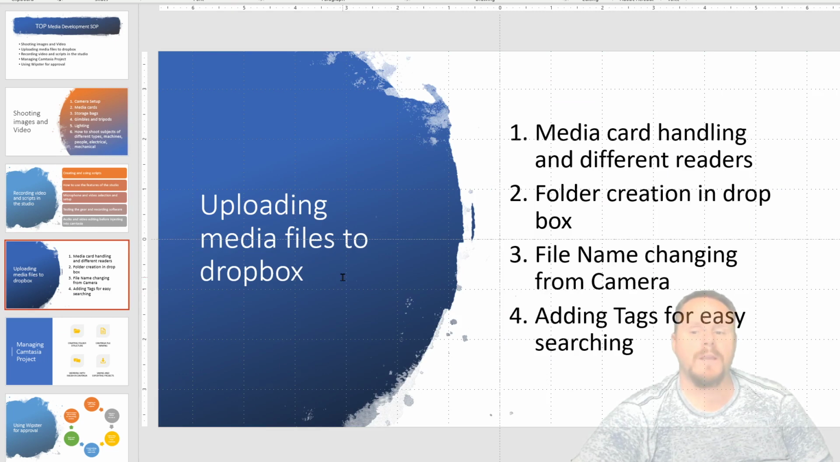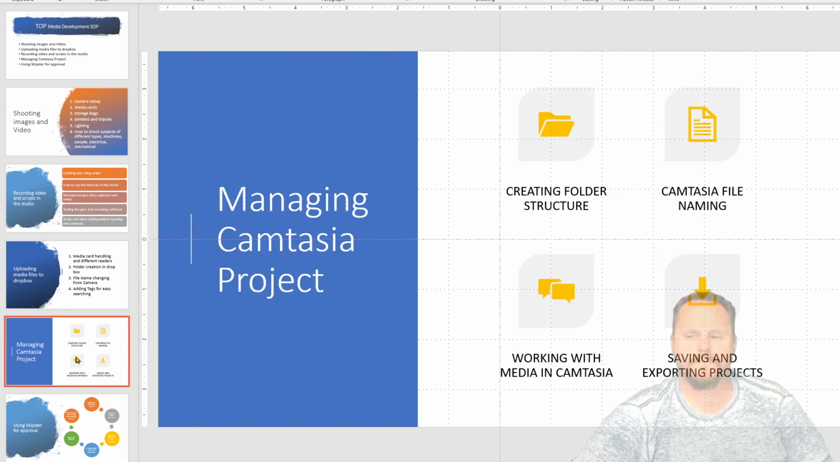Next, we have uploading media files to Dropbox. How do we use Dropbox to make sure our files are safe and that anyone can get to them if they need to jump in and assist us? What media cards do we use? How do we get media off of the media cards? How do we create folders? The file naming structure that we use from the camera for files in Dropbox, and then adding tags for easy searching so you can find content later on. Those are all part of the media management in Dropbox.